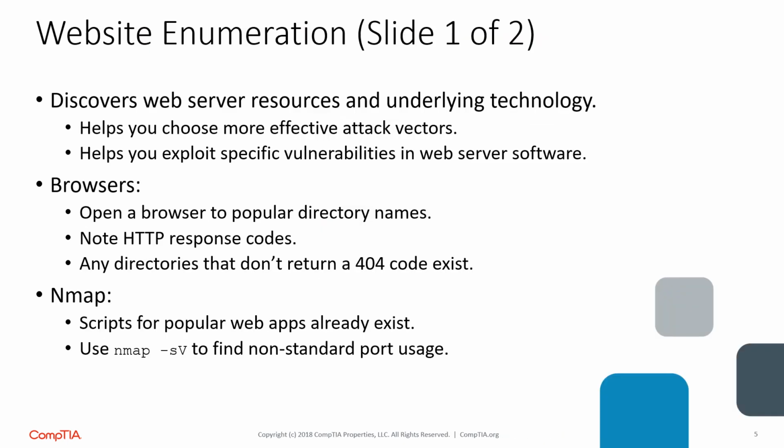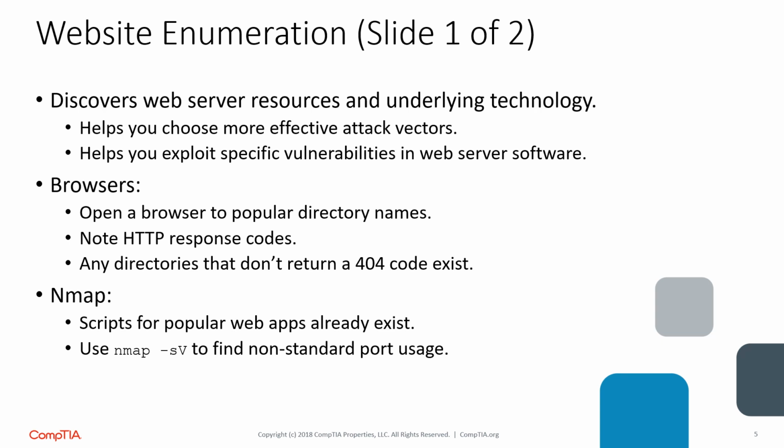Website enumeration involves discovering resources that the web server is using, as well as the underlying technology that the web server is running on. This information can help you choose more effective vectors to use in an attack, as well as exploit vulnerabilities in specific versions of web server software.